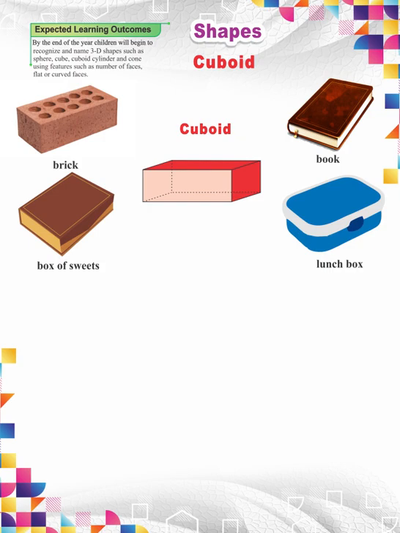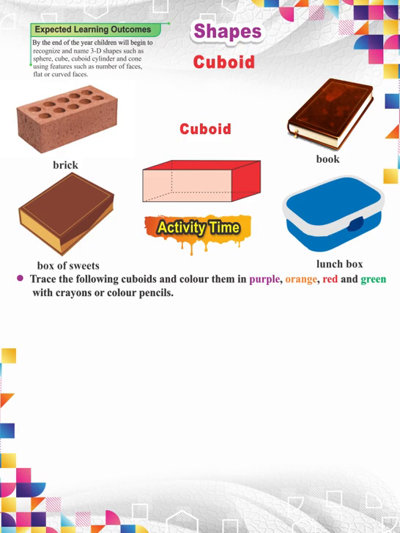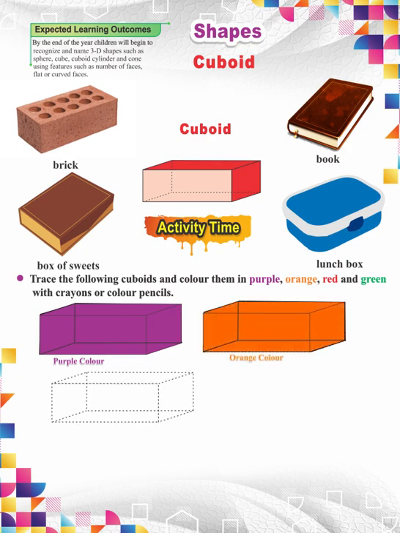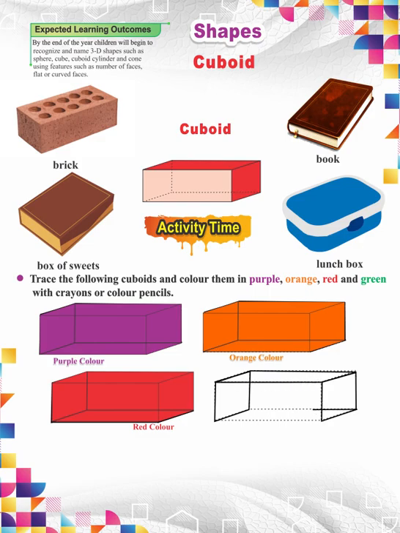Let's have some activity time. Trace the following cuboids and color them purple, orange, red, and green with crayons or color pencils. Color this cuboid in purple. Color this cuboid in orange. Color this cuboid in red. Color this cuboid in green.